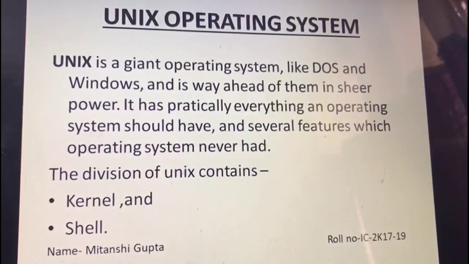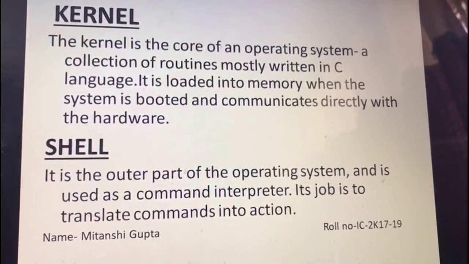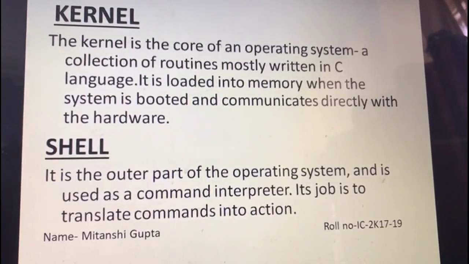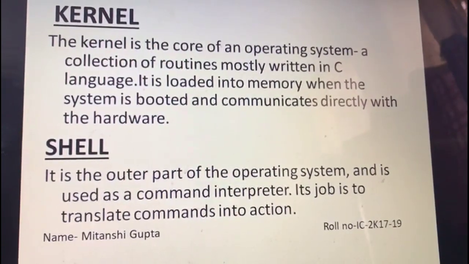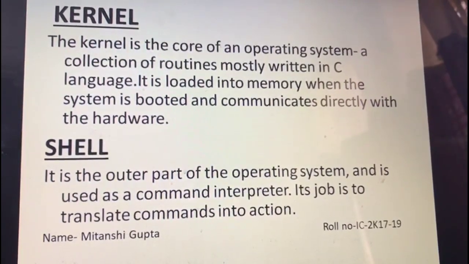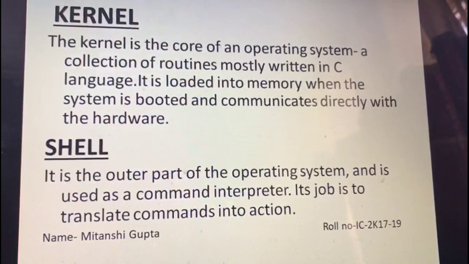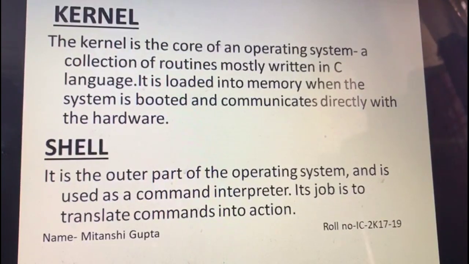Now, what are the functions of the kernel? The kernel is the core of an operating system, a collection of routines mostly written in the C language, which is a high level language. It is loaded into memory when the system is booted and communicates directly with the hardware. Now that's all about the kernel. Now coming to the shell. The shell is the outer part of the operating system and is used as a command interpreter. Its job is to translate commands into action.